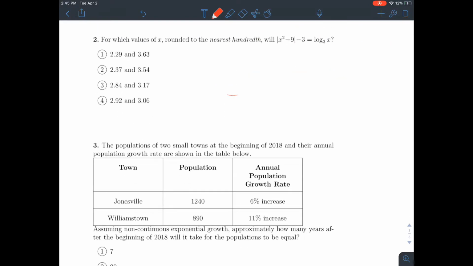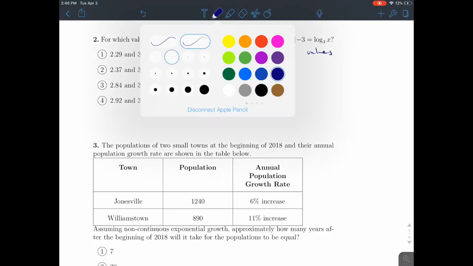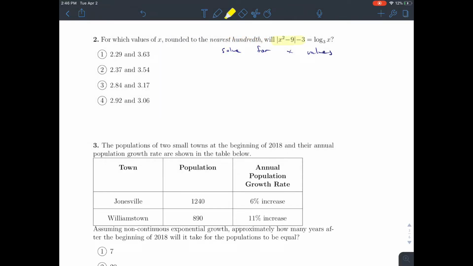For which values of x rounded to the nearest hundredth will this equation be true? Notice that this is only an x equation. There are no y's in this equation, so when we solve it, we're only solving for x values. If we want to solve for x values from this equation, it looks pretty impossible to solve. I'm going to guess that it cannot be solved algebraically, and instead solve it graphically by graphing both parts of this equation, this yellow part and this green part, separately. And if we graph these separately, we should be able to find the solutions.